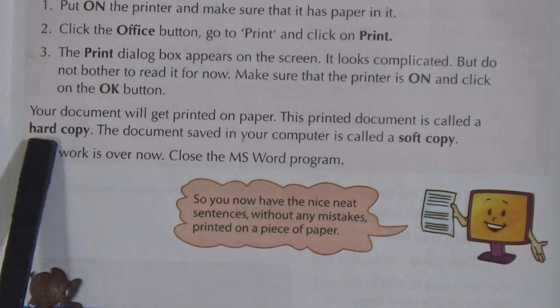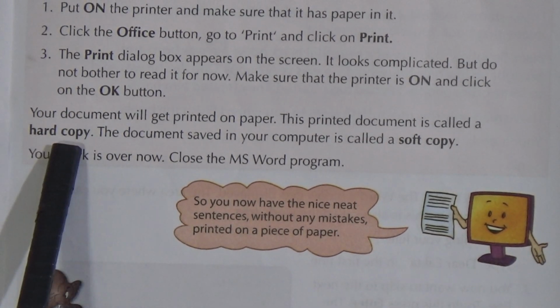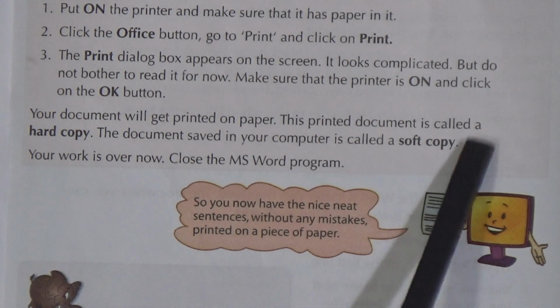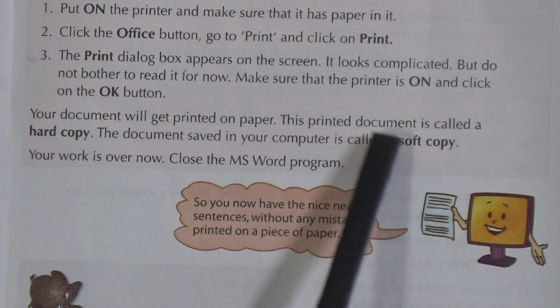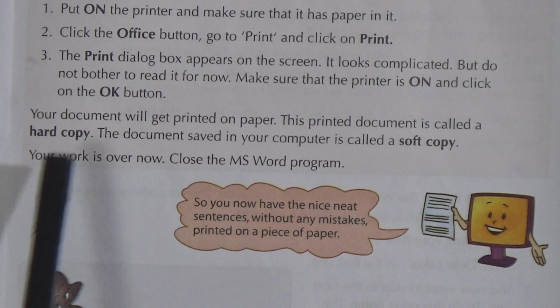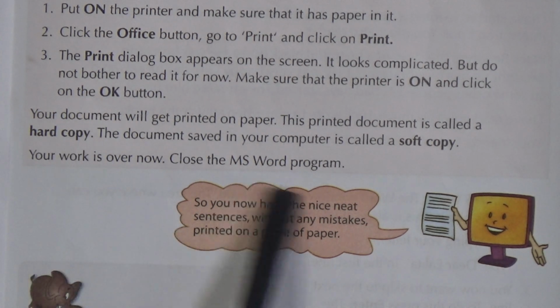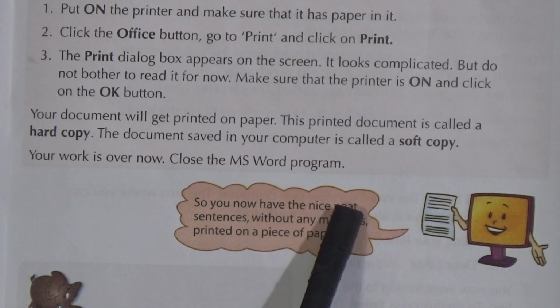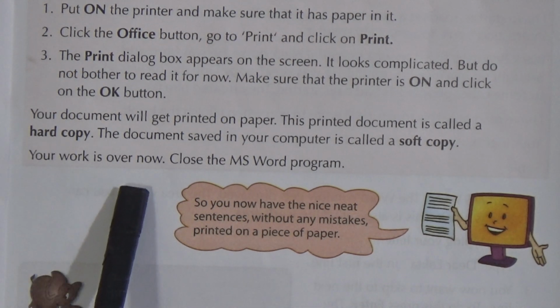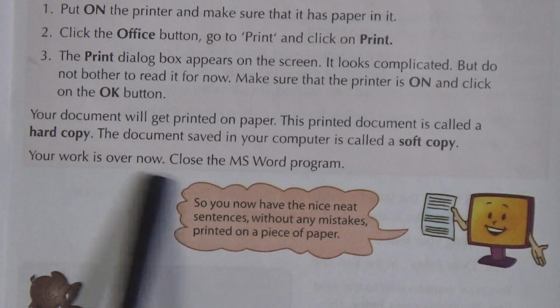So when you print out a copy, it's called a hard copy, and the copy in your computer is called a soft copy. When you print it out using paper and a printer, it's called a hard copy. Your work is over now. Close the MS Word program. So now we have learned how to create, save, open and print a document.